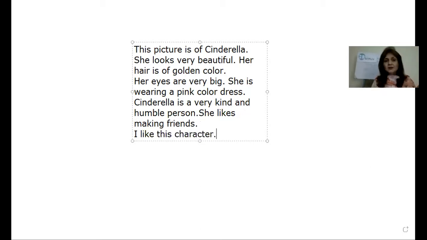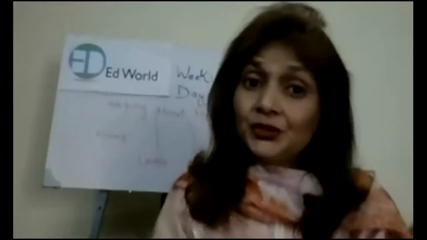Now, how you have described this: this picture is of Cinderella. She looks very beautiful. Her hair is of golden color. Her eyes are very big. She is wearing a pink color dress. Cinderella is a very kind and humble person. She likes making friends, and I like this character. See how you have answered all these questions. You have answered the name, the look, how she looks like, and what her character is like. You understood?